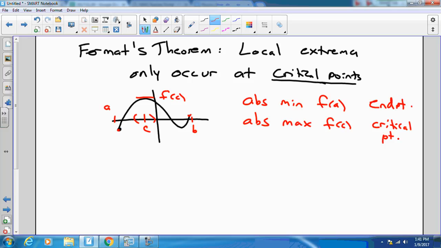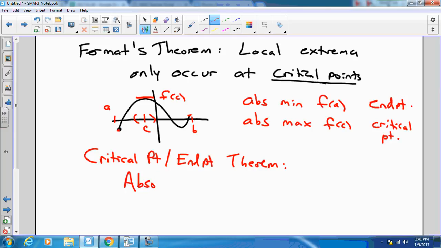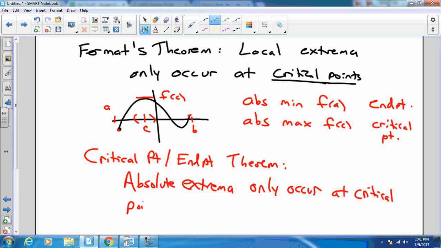And so if we take these observations and put them together, we would reason like this. We'll call this the critical point endpoint theorem. Absolute extrema only occur at critical points or endpoints.